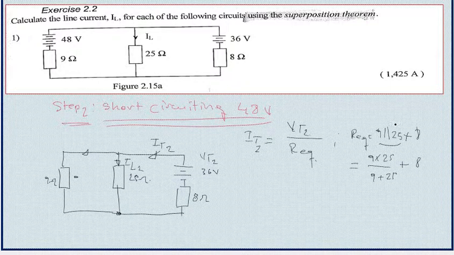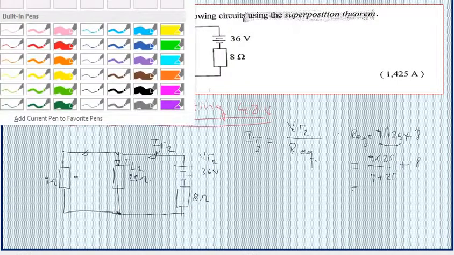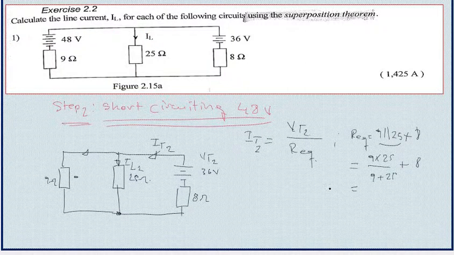So that part here is equivalent to that one. So now I just need to work it out with the calculator. I'm going to have the value of the total resistance, which is equal to, we get the equivalent resistance, which is equal to 6.6176 ohm.